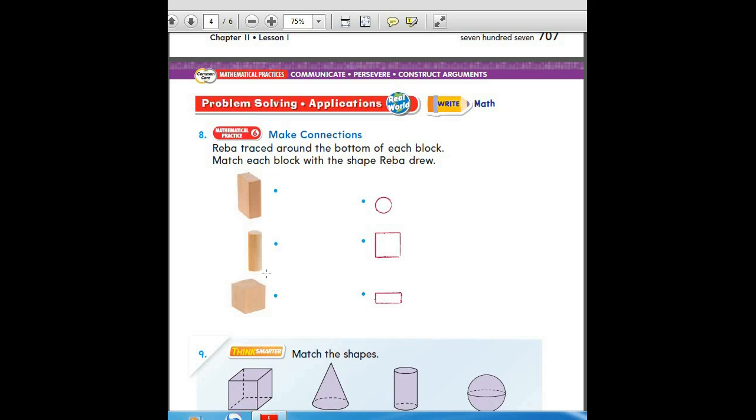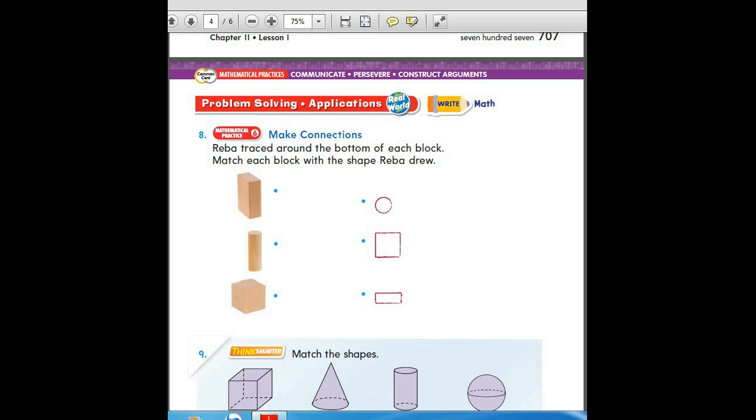The second one, which is called cylinder. This one, cylinder. The two bases of the cylinder look like a circle. This one and the other one look like a circle or a square. Yes, a circle. So match them. The third one, which is a cube. Yes, all its surfaces look like a square.